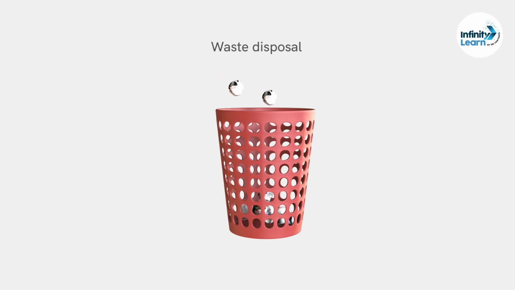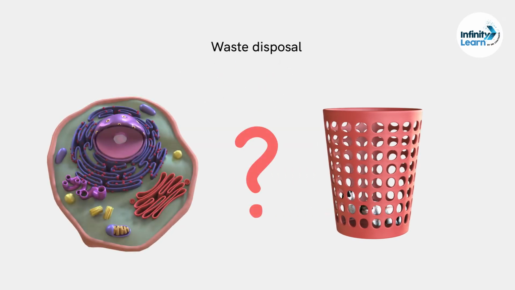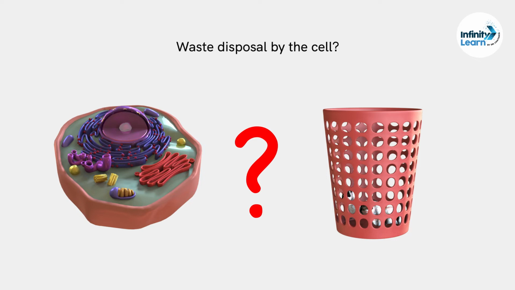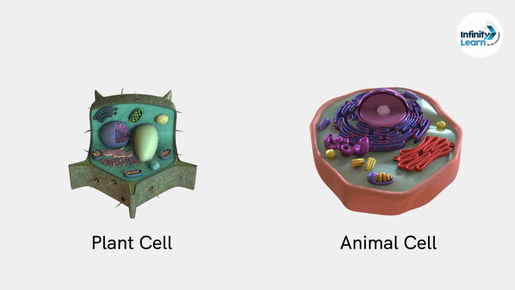The importance of waste disposal. Ever wondered how the cell disposes the waste generated? Does it have any dustbin which can help collect whatever waste is generated? Of course it does. Both plant and animal cells have an organelle named vacuole.